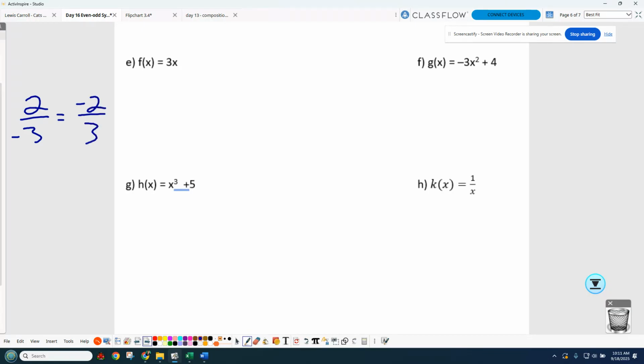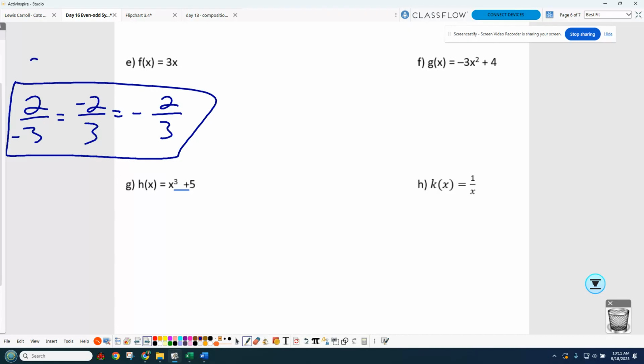Is this true? Is 2 over negative 3 the same as negative 2 over 3? Yeah. No? What do you think? They are all equal. Yes?